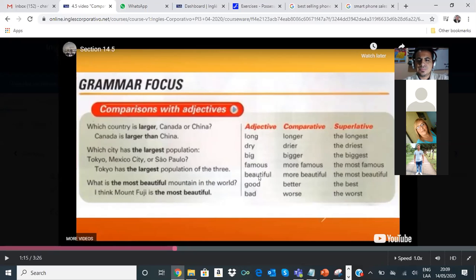Beautiful. More beautiful. The most beautiful. Now, los que siguen son irregulares. Es decir, que no siguen esa misma regla de ER o EST al final.